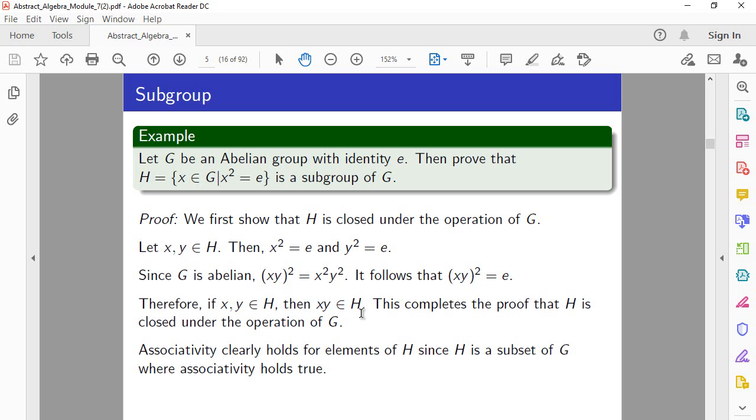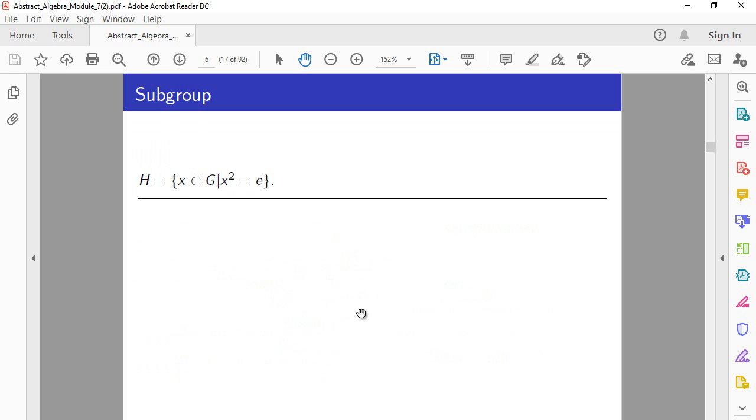Okay, so the next thing I need to show is that the identity belongs to H. Recall the three properties of a group: the associativity property, the existence of identity, and the existence of the inverse of each element. So now we show that the identity belongs to H. How do I show that? Well, the identity belongs to H because the square of the identity is the identity, and by definition of H, H contains the identity. So that's an easy one to see.